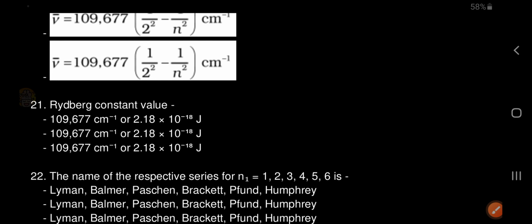Rydberg constant value 109,677 centimeter inverse or 2.18 into 10 to the power minus 18 joule.